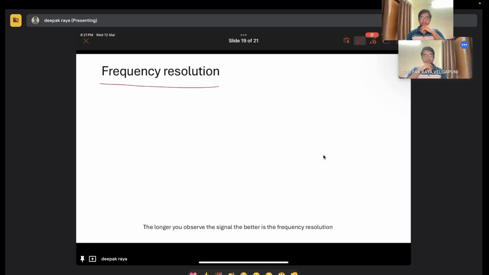The basic thing here is the longer you observe a signal, the better frequency resolution you get. How did we arrive at this? There are multiple ways to explain this, but since we are not dealing with the discrete Fourier transform or fast Fourier transform, we'll just get one type of intuition for this.